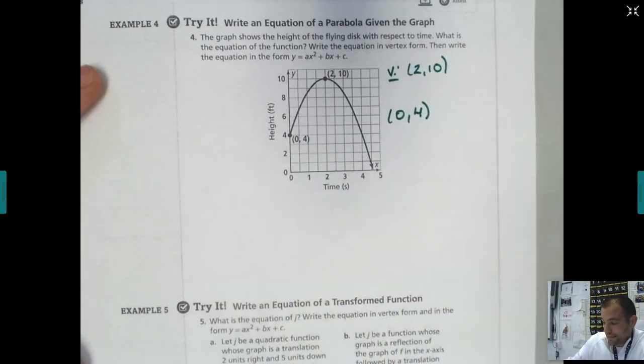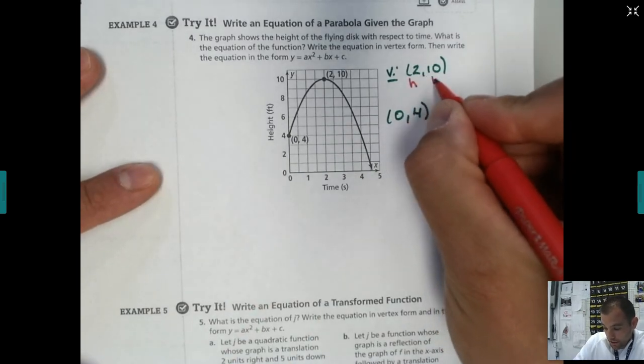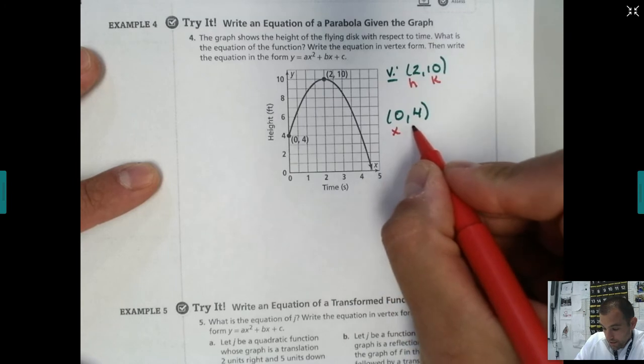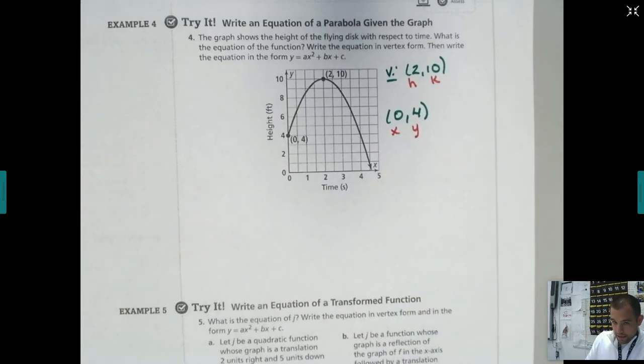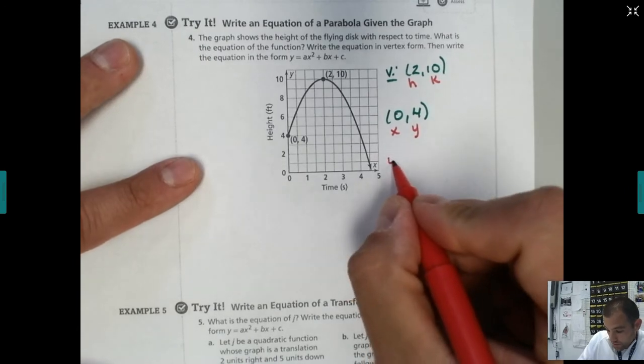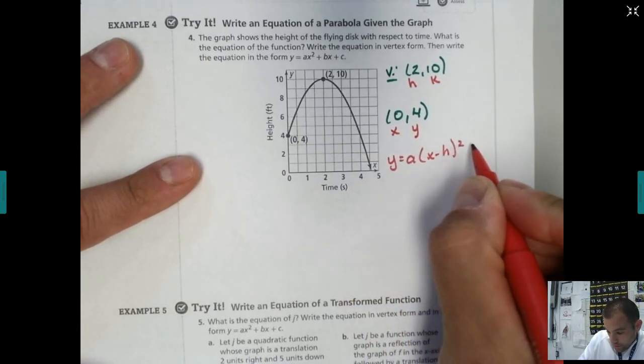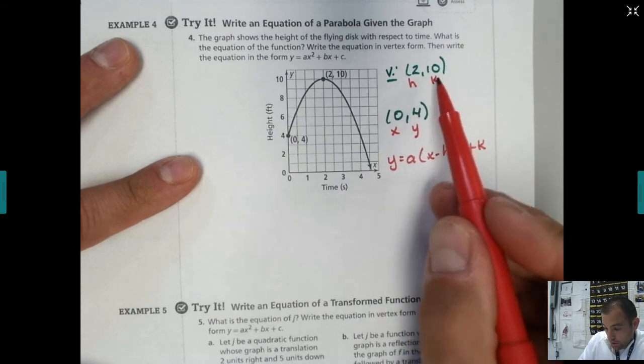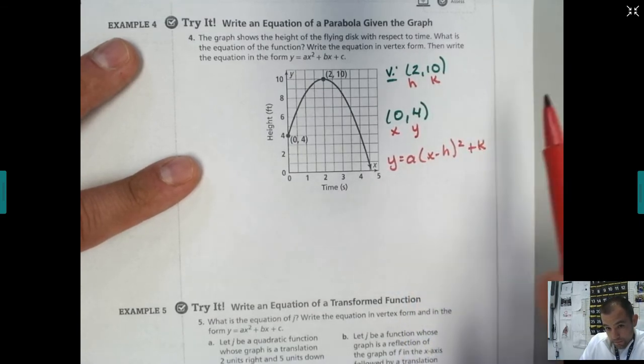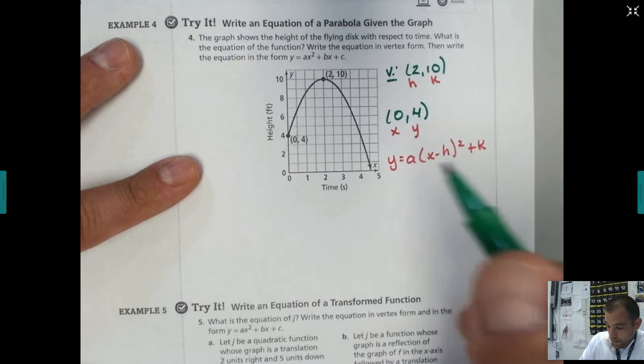This problem is exactly like the last one. The vertex is h and k. A random point is x and y. It is the exact same thing as what we did before, right? There's no difference. So here's vertex form. And again, plug all these numbers in where they go. Just plug them in wherever they need to go.